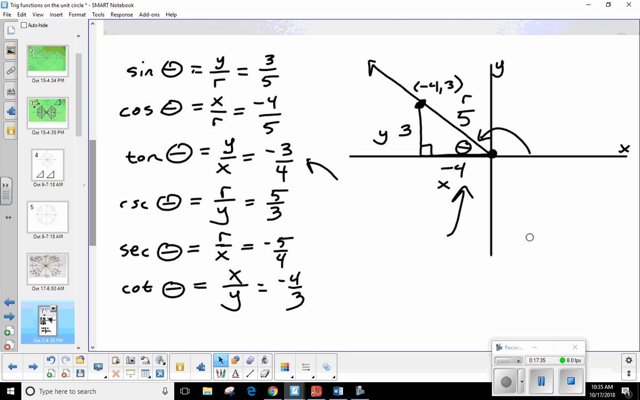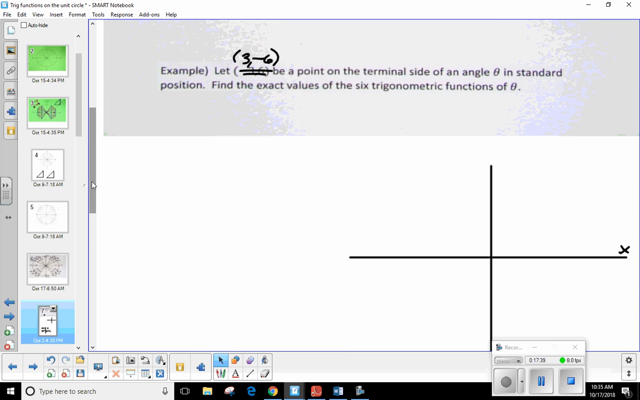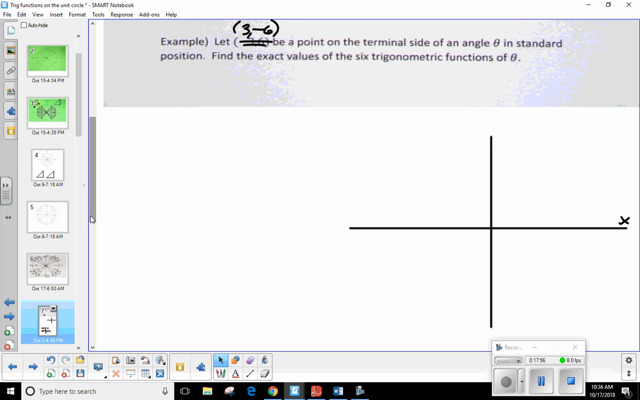Okay. Well, let's look at another one. The second example here, I'm going to change this one. I want to look at 3, -6. Let 3, -6 be a point on the terminal side of an angle theta in standard position. So what quadrant would 3, -6 be in? Fourth. Okay, so from the origin, I'd go 3 right, 6 down. So let's say maybe right here.